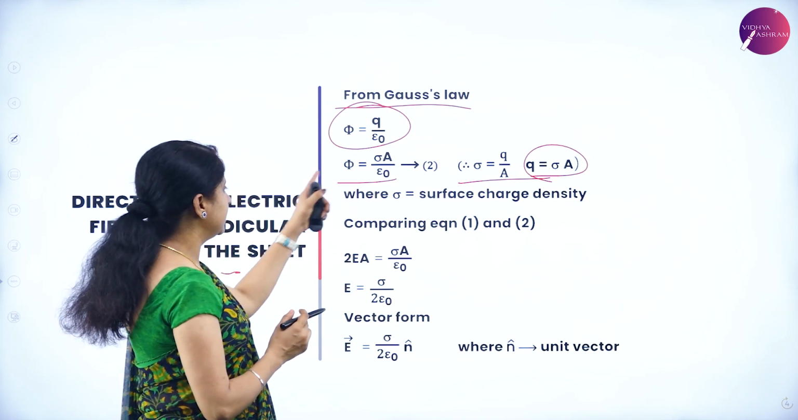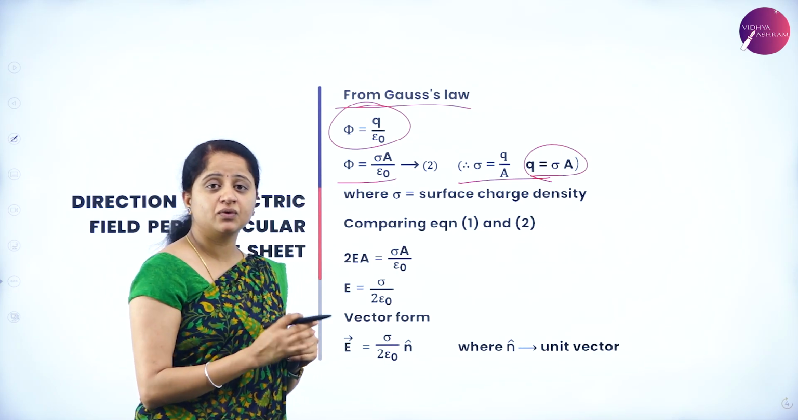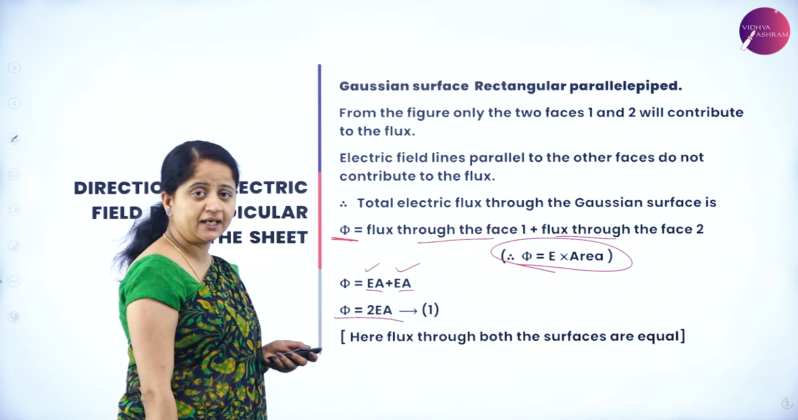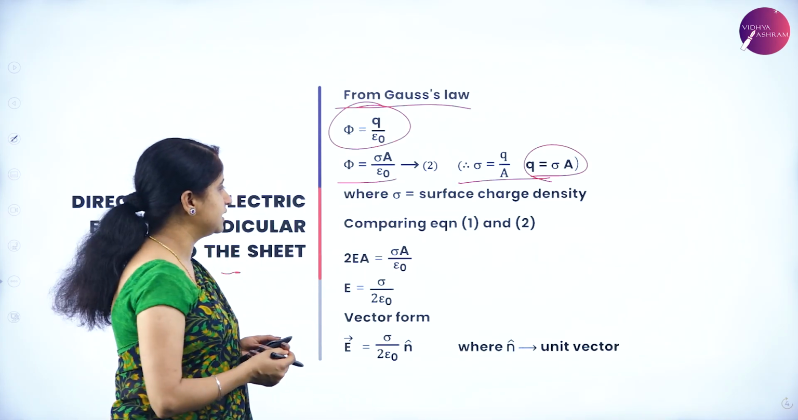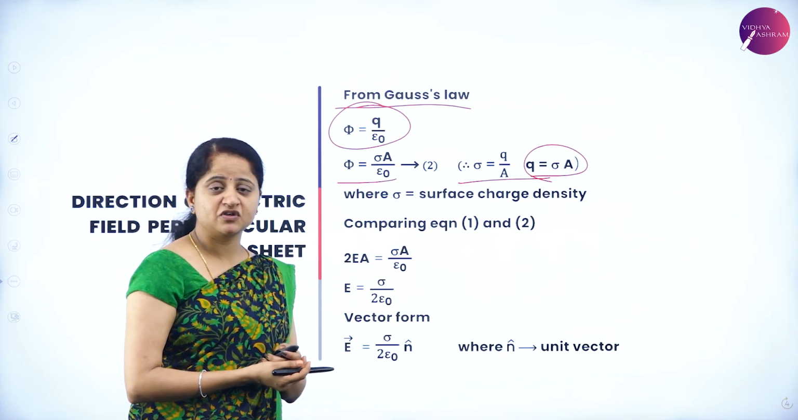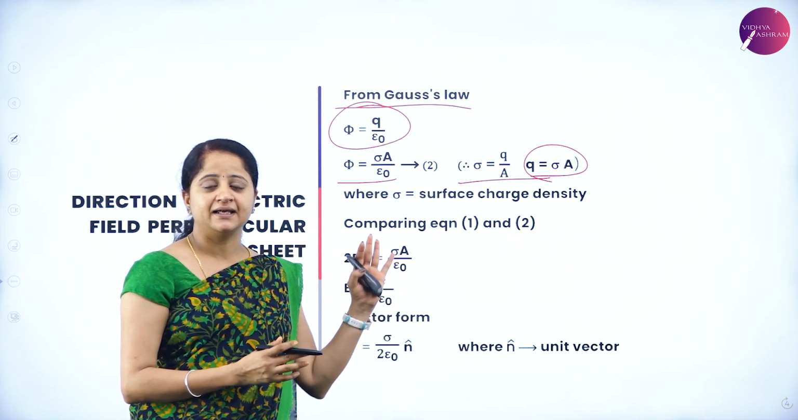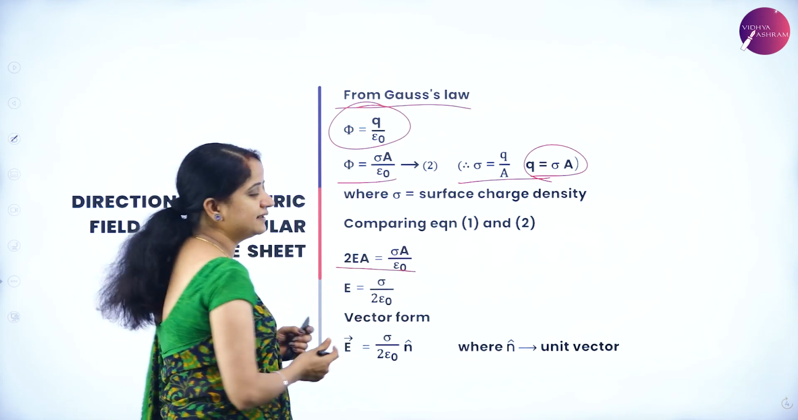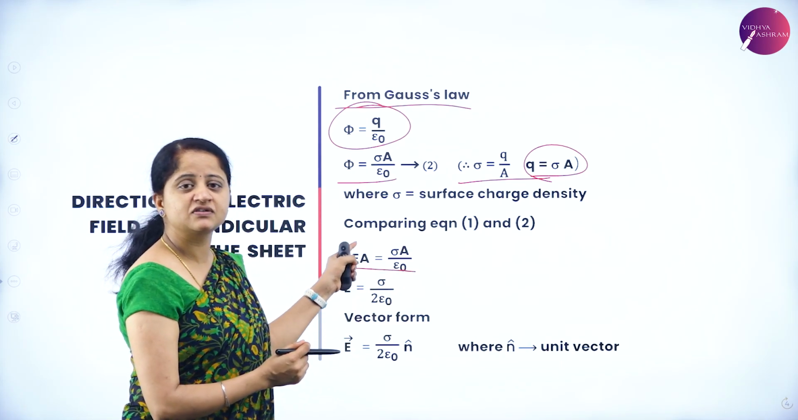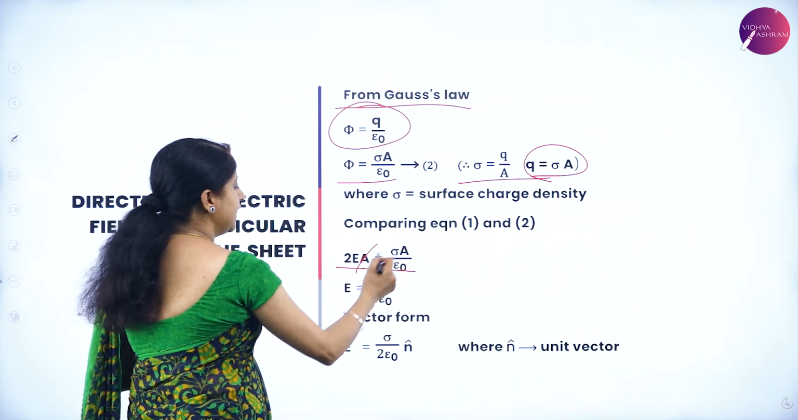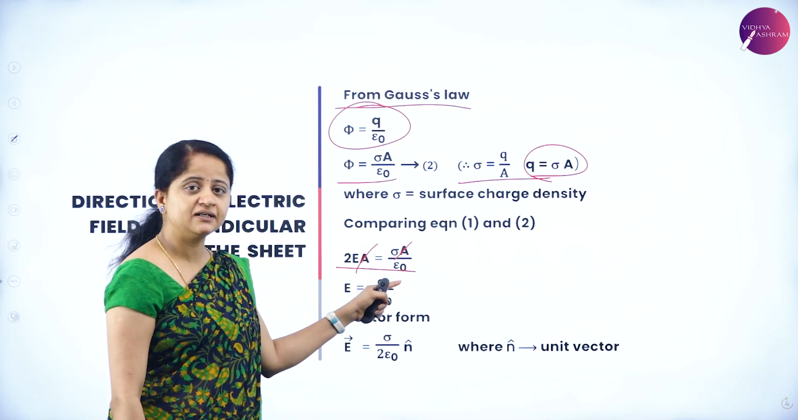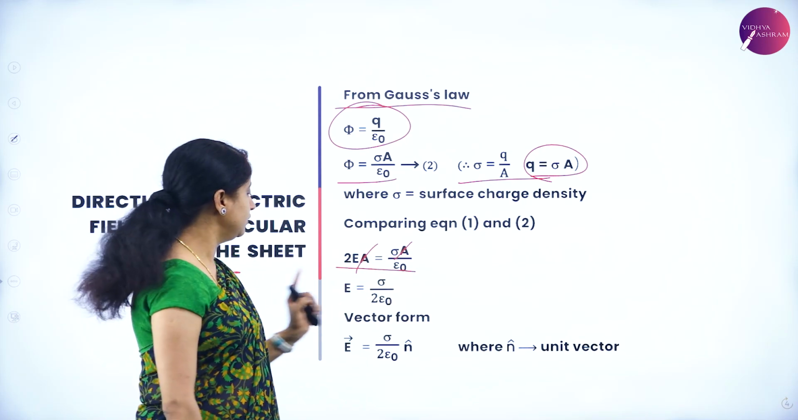So now we can compare these two equations, equation 1 and 2. You can observe in equation 1, we have phi is equal to 2EA, and in equation 2 we have phi is equal to sigma A divided by epsilon naught. So in both the cases the LHS is the same. Let us compare the RHS now by equating them, that is 2EA is equal to sigma A divided by epsilon naught. A and A will get cancelled and the 2 will come to the denominator, E is equal to sigma divided by 2 into epsilon naught.